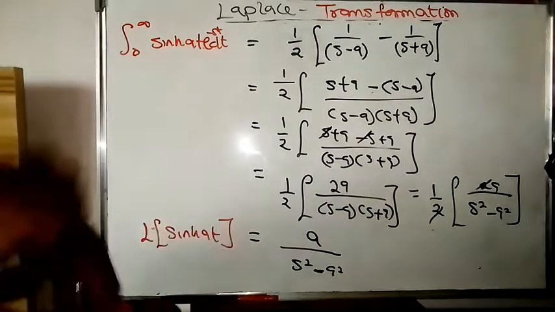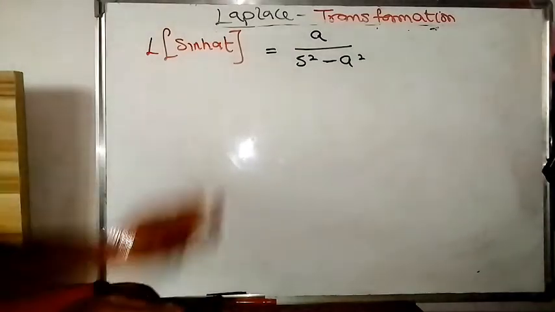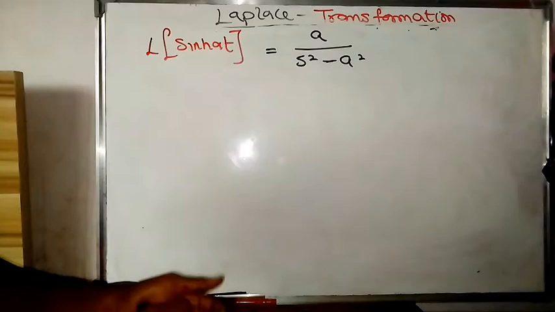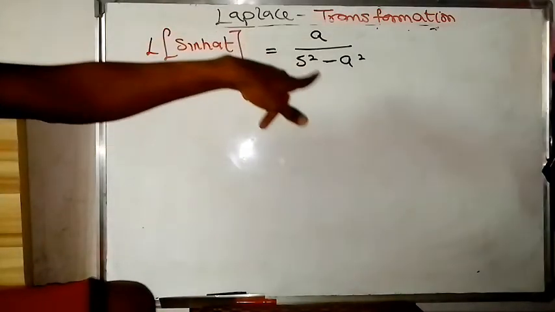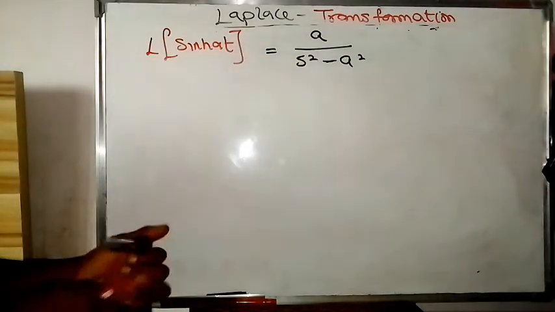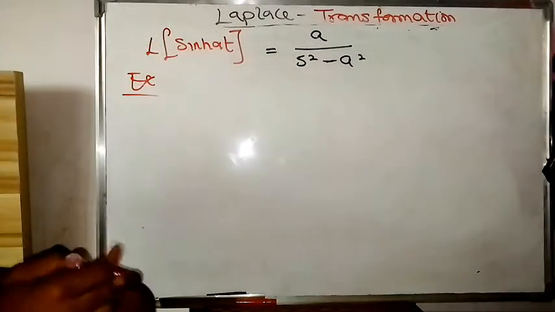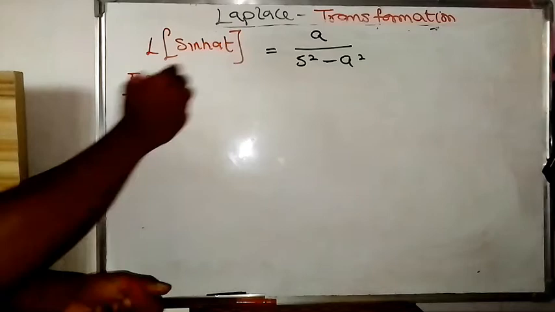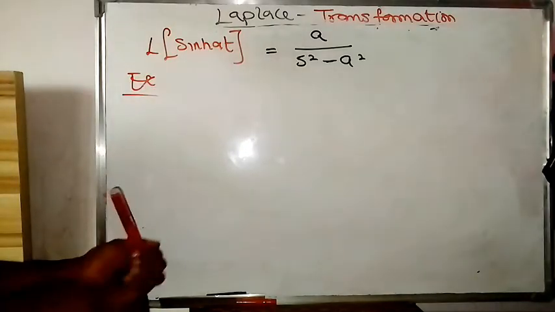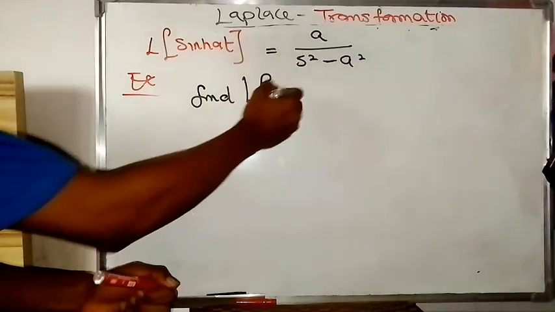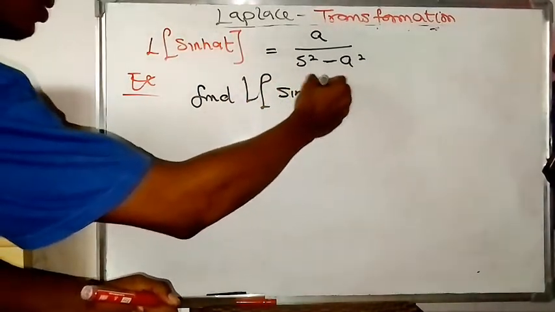But the Laplace of sinh at is equal to a divided by s squared minus a squared. So now let's take an example. After all, we've calculated our final answer: the Laplace of sinh at is equal to a divided by s squared minus a squared. So now we're going to take an example. For instance, find the Laplace of sinh 5t.